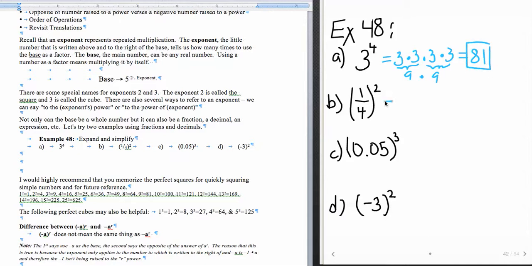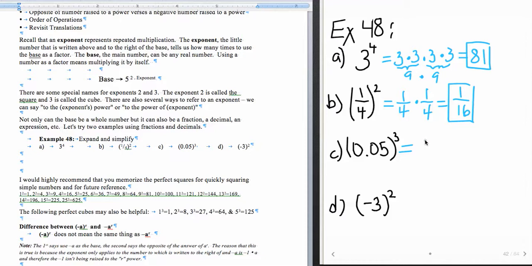The base can be a fraction as well. So this says 1/4 raised to the 2nd power. So that means 1/4 is being used as a factor 2 times. 1/4 times 1/4. And when we have 1/4 times 1/4, we're going to multiply the numerators. 1 times 1 is 1. 4 times 4 is 16. So 1/4 squared is 1/16. You do want to leave those as fractions. Fractions remain as fractions. Decimals remain as decimals, please.